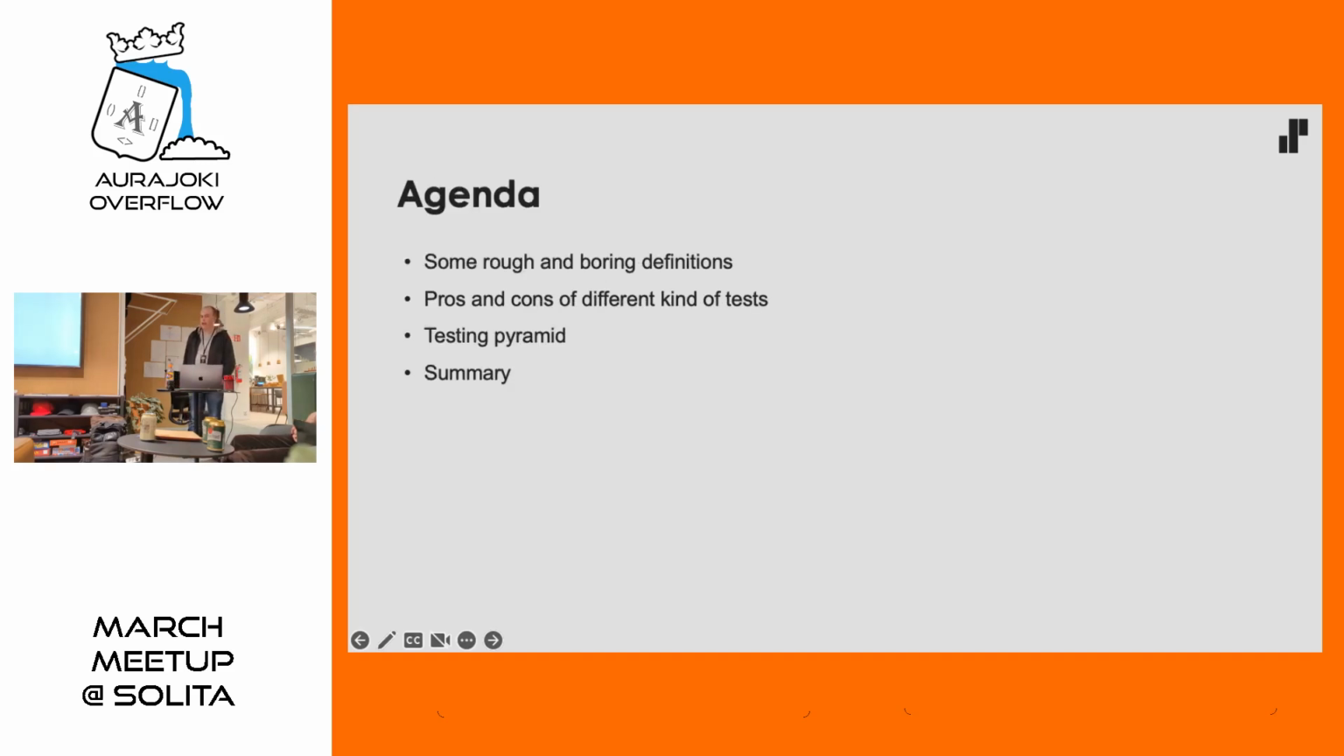But what we are going to talk about today: some rough and boring definitions of what the different types of tests actually mean, though Jussi already covered some of that. Some pros and cons of different kinds of tests. And I will introduce you to the testing pyramid, which helps you decide what kind of tests you should be writing and how many of those. And then we'll have a short summary. You can ask questions at any point. We will have plenty of time to ask those after the presentation, but feel free to interrupt me and ask questions also during the presentation.